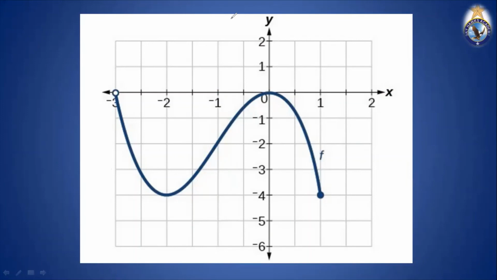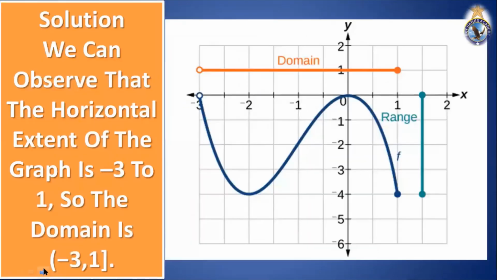So let's see. We are just moving to the next one. So here the solution: we can observe that the horizontal extent of the graph is -3 to 1. So the domain is -3 to 1. As I was saying, exclusive and inclusive. This is an open end and this is a closed end. Same problem with a solution. And you can see the line just like that. Can you see this?